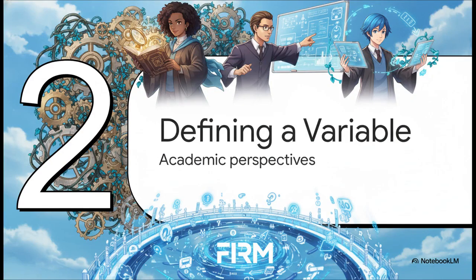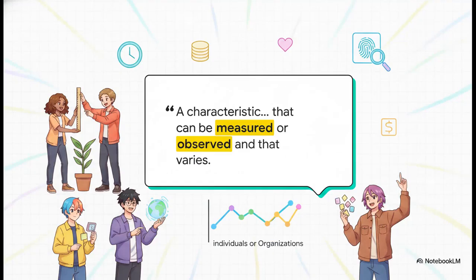Moving on to Section 2. Defining a variable. Let's look at how the experts see it. First up, we have researchers Creswell and Creswell from 2018. They state that a variable refers to a characteristic or attribute of an individual or an organization that can be measured or observed and that varies among the people or organizations being studied. I actually really love this definition because of its focus on empirical reality. What Creswell is telling us is that variables aren't just abstract ideas. They have to be firmly grounded in observation. You literally have to be able to measure it in real people or real organizations.